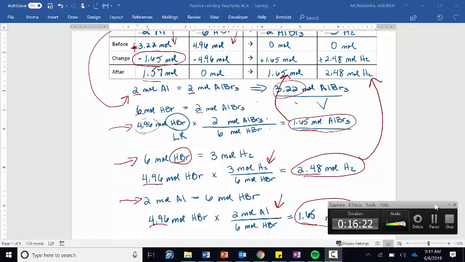Okay, so you have 2 more problems to do, just like this one, just with moles, right? No masses right now, just moles all the time for the next 2 problems.